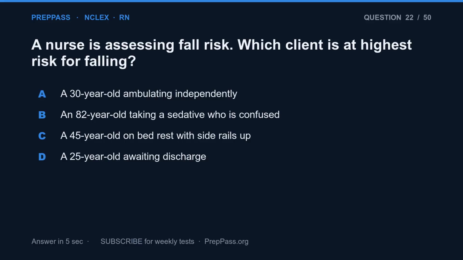Question 22. A nurse is assessing fall risk. Which client is at highest risk for falling? A. A 30-year-old ambulating independently. B. An 82-year-old taking a sedative who is confused. C. A 45-year-old on bed rest with side rails up. D. A 25-year-old awaiting discharge.